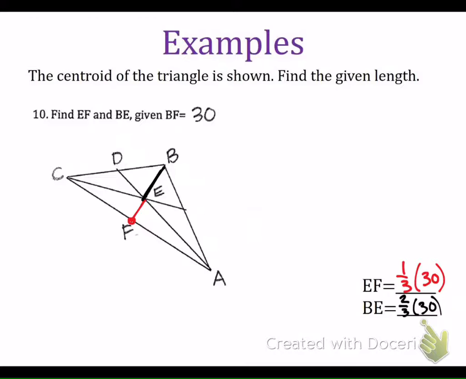Has anyone multiplied those out? Which one's 10? EF is 10. BE is 20. Good. Questions?